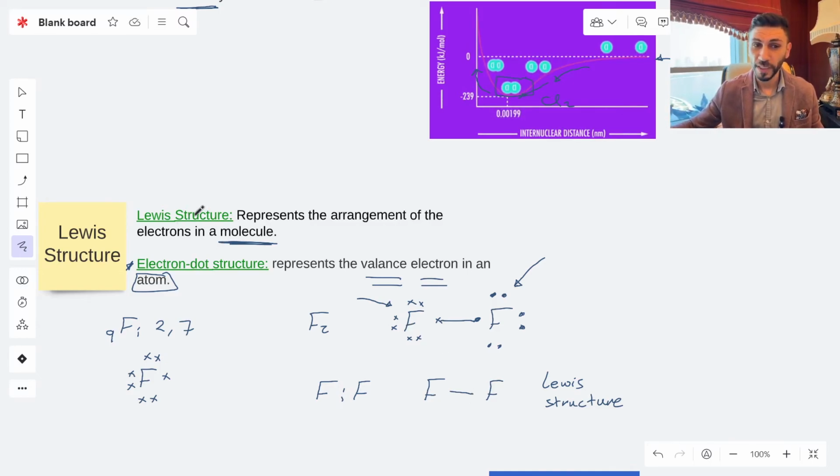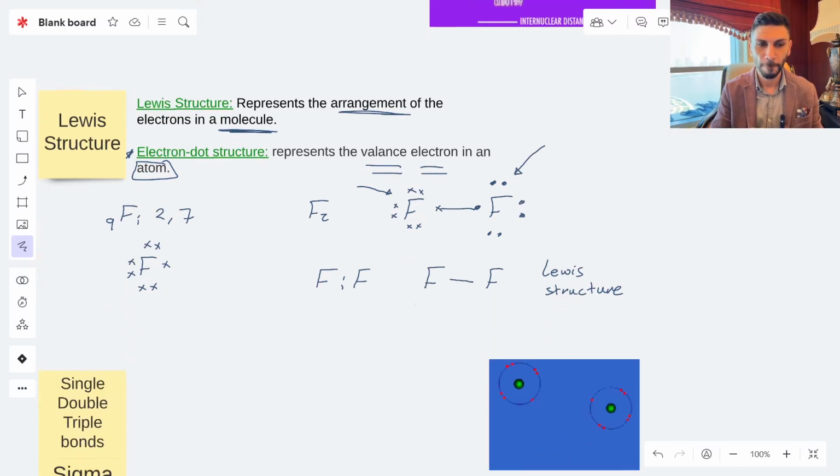So the difference between the Lewis structure and the electron dot structure is that the electron dot structure represents the valence electrons in an atom, whereas the Lewis structure represents the arrangement of the electrons but in a molecule, as you can see. It's very important to understand the Lewis structure because you're going to use it a lot when we study the formation of the covalent bonds.